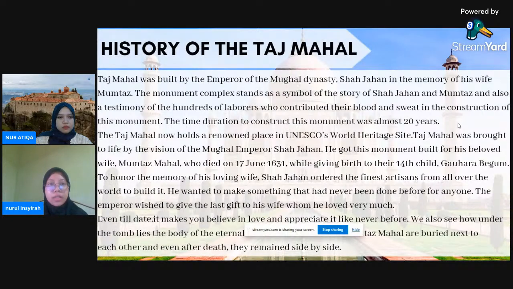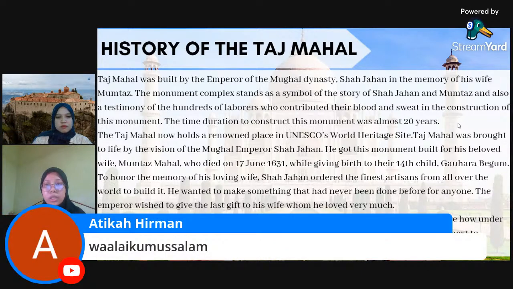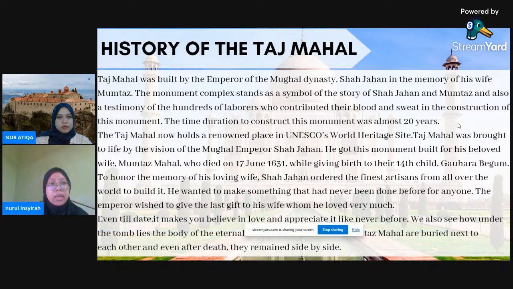For the history, the Taj Mahal was built by the emperor of the Mughal dynasty, Shah Jahan, in memory of his wife Mumtaz. The monument complex stands as a symbol of the story of Shah Jahan and Mumtaz and also a testimony of the hundreds of laborers who contributed their blood and sweat in the construction of this monument. The time duration to construct this monument was almost 20 years. The Taj Mahal now holds a renowned place in UNESCO World Heritage Sites.